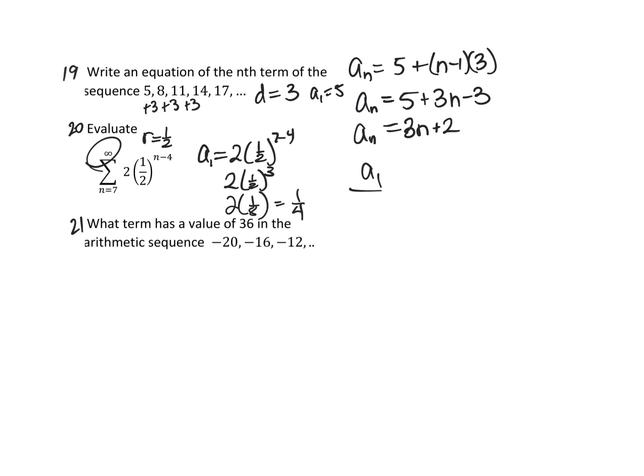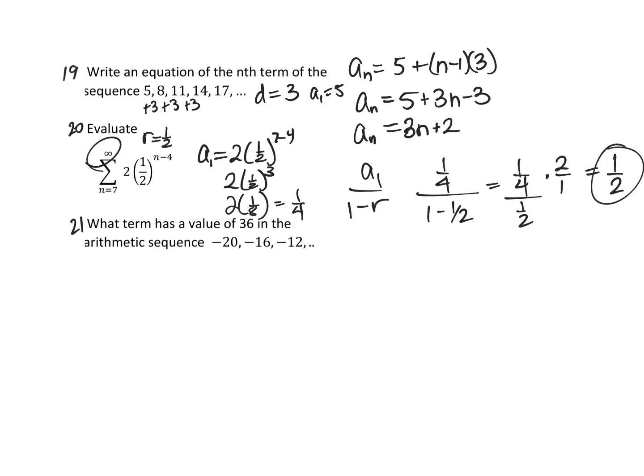So it's a1 over 1 minus r. So 1 fourth divided by 1 minus 1 half, which is 1 fourth divided by 1 half, times the reciprocal 2 over 1, I get 2 fourths, which is 1 half. That's our infinite sum there.